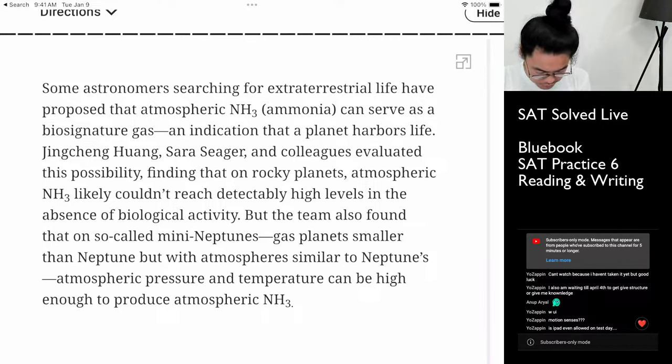Extraterrestrial life, proposed NH3 biosignature. Indication of life. NH3. Couldn't.